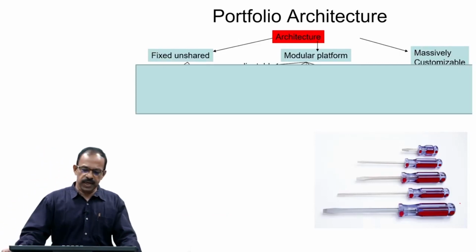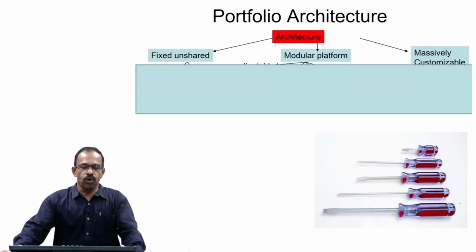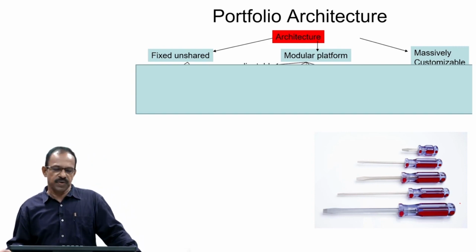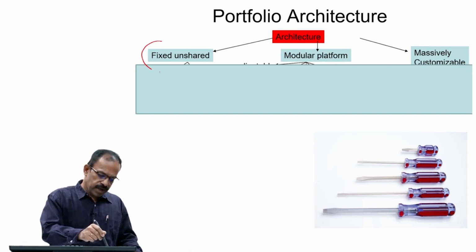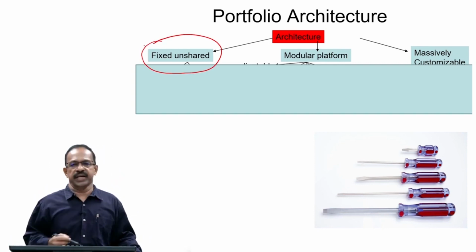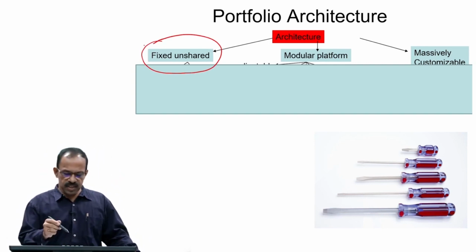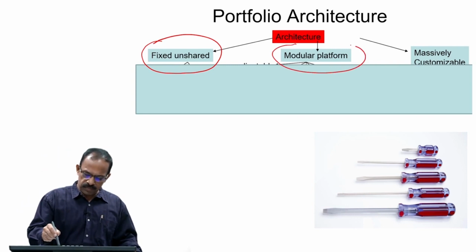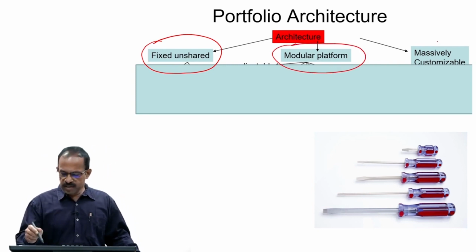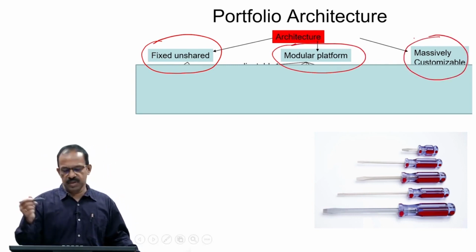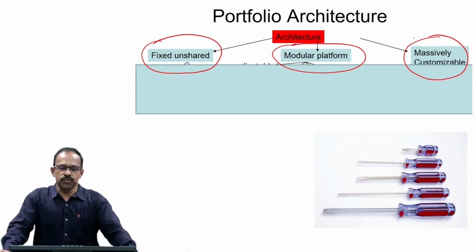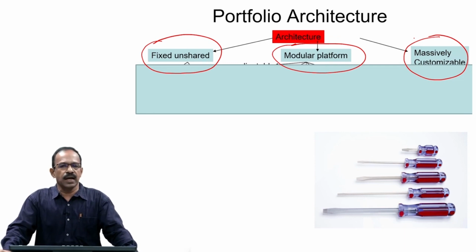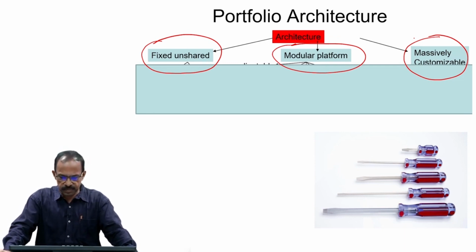Now, if you look at the portfolio architecture as a whole, you can actually classify them into 3 major categories. That is, the first one is known as a fixed unshared architecture. The second one is a modular platform, and the third one is known as massively customizable. So, these are the 3 major categories of portfolio architecture existing in the current market.